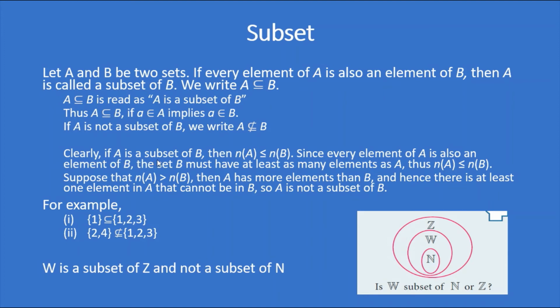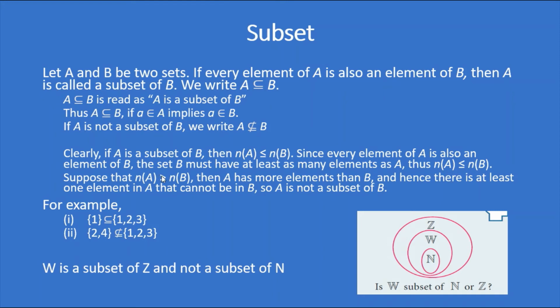Clearly, if A is a subset of B, then n(A) is less than or equal to n(B). That is, the number of elements will be less in A if A is a subset of B, or it will be equal to B. It will not be more than B. Since every element of A is also an element of B, the set B must have at least as many elements as A. Thus, n(A) ≤ n(B).